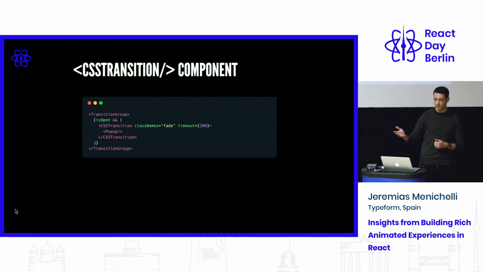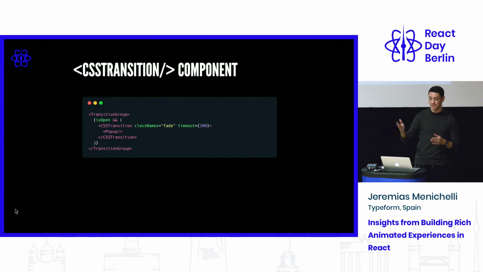And then you wrap that component, in this case it's pop-up, in a CSS transition, and you pass a class names string and a timeout. So basically what's going to happen is that every time this open changes, let's say to false, this component will be unmounted. So we're going to get a toggle of class names on the root element of pop-up, and we can use them to animate.